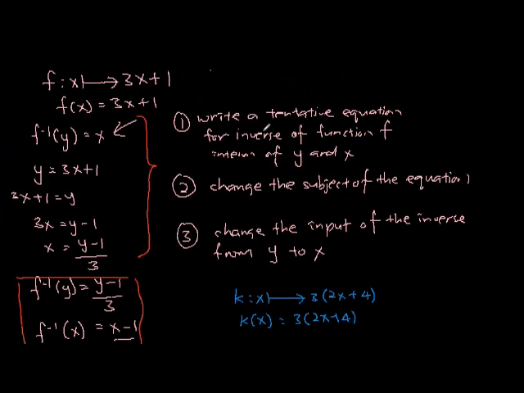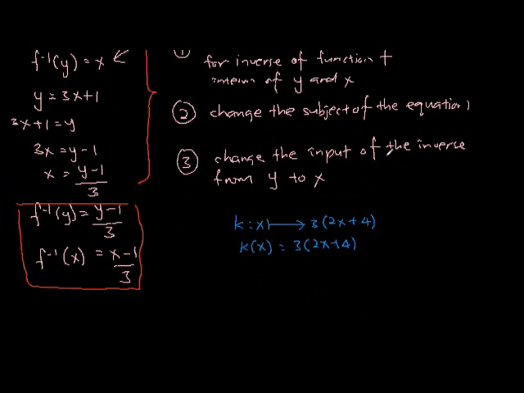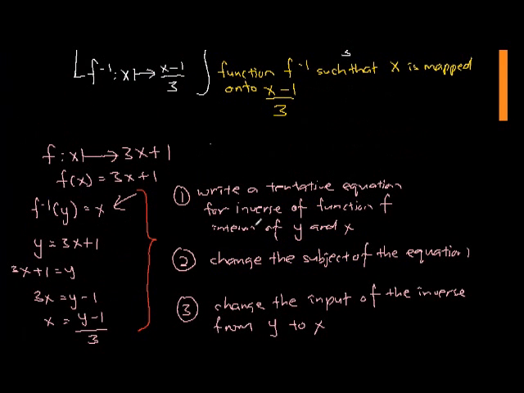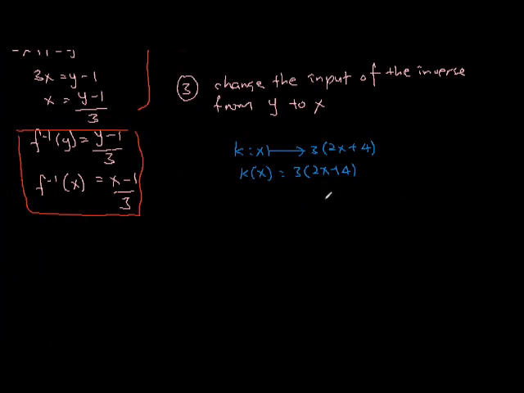Step 1. Write a tentative equation for the inverse of function k in terms of y and x. So the inverse of k in terms of y and x is written below. Then y equals 3 times 2x plus 4. So this is the first step.